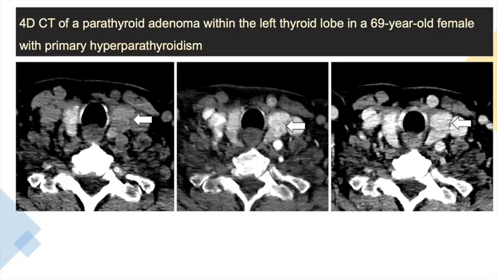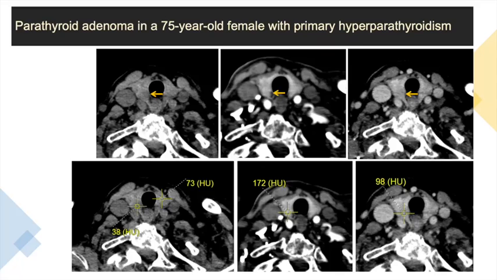This is an interesting example of a parathyroid adenoma within the left thyroid lobe in a 69-year-old female presented with primary hyperparathyroidism. We can see a mildly hypodense nodule within the left thyroid lobe with arterial enhancement and subtle washout in the venous delayed phase. Again, this is an example of the quantitative measurement of the Hounsfield unit for the nodule.